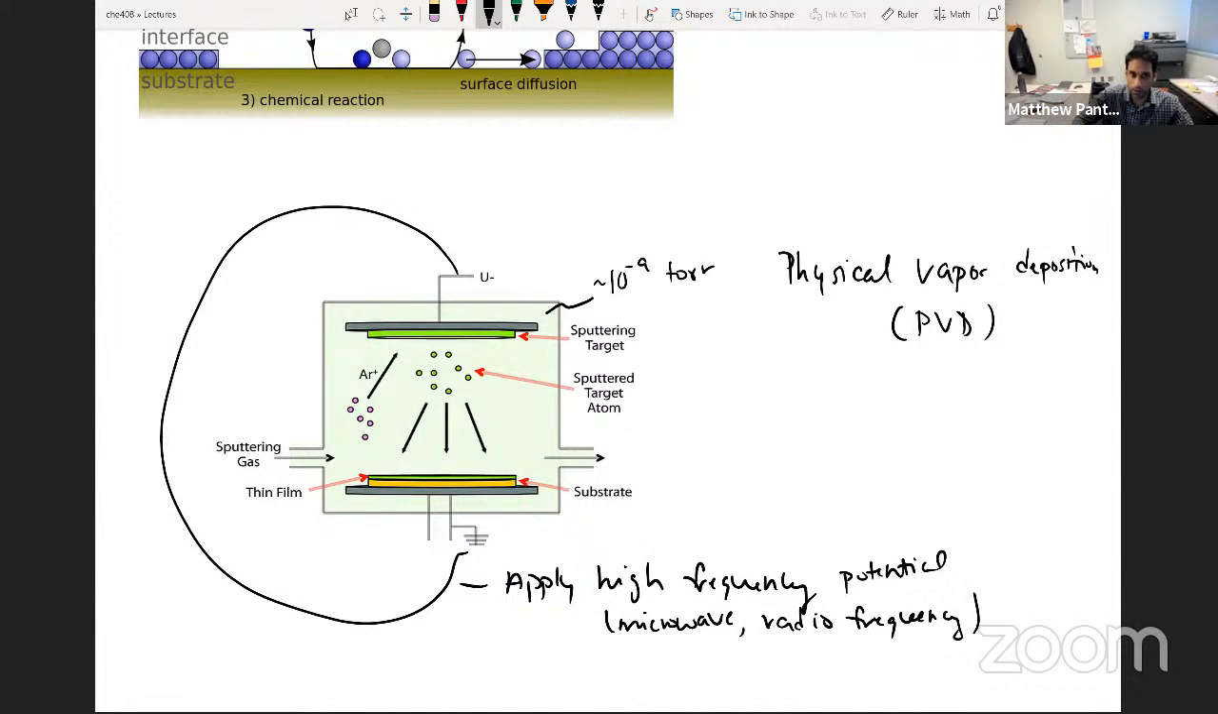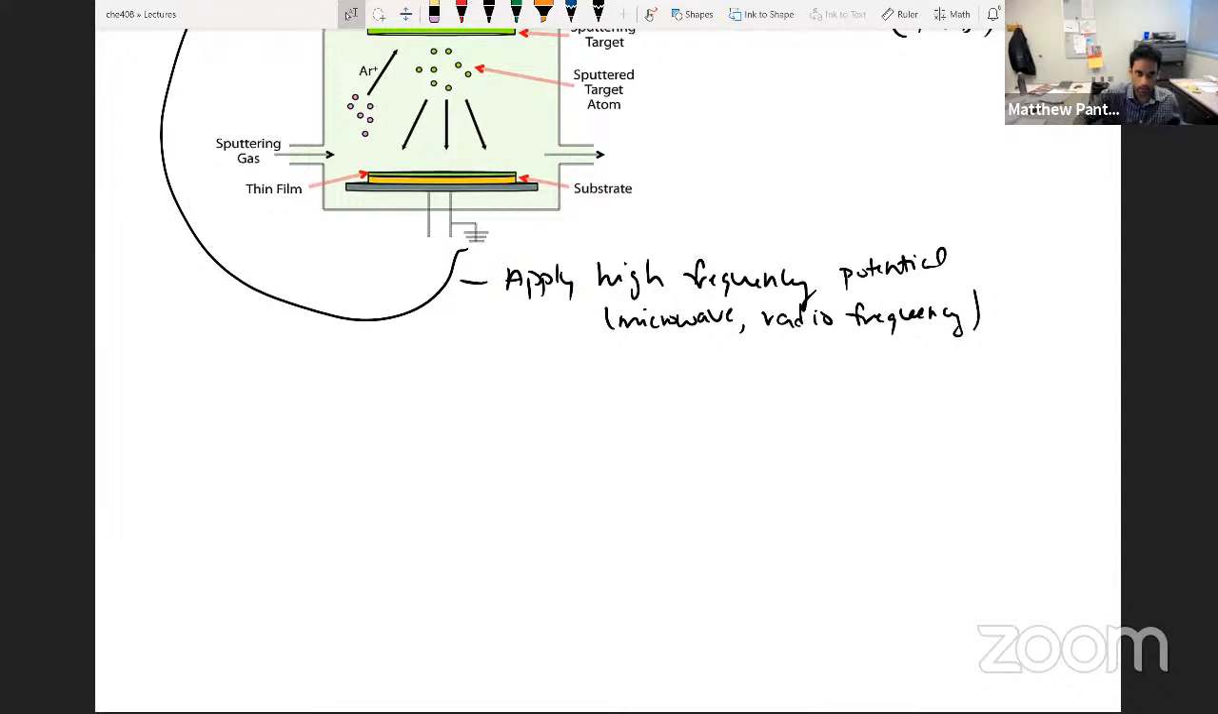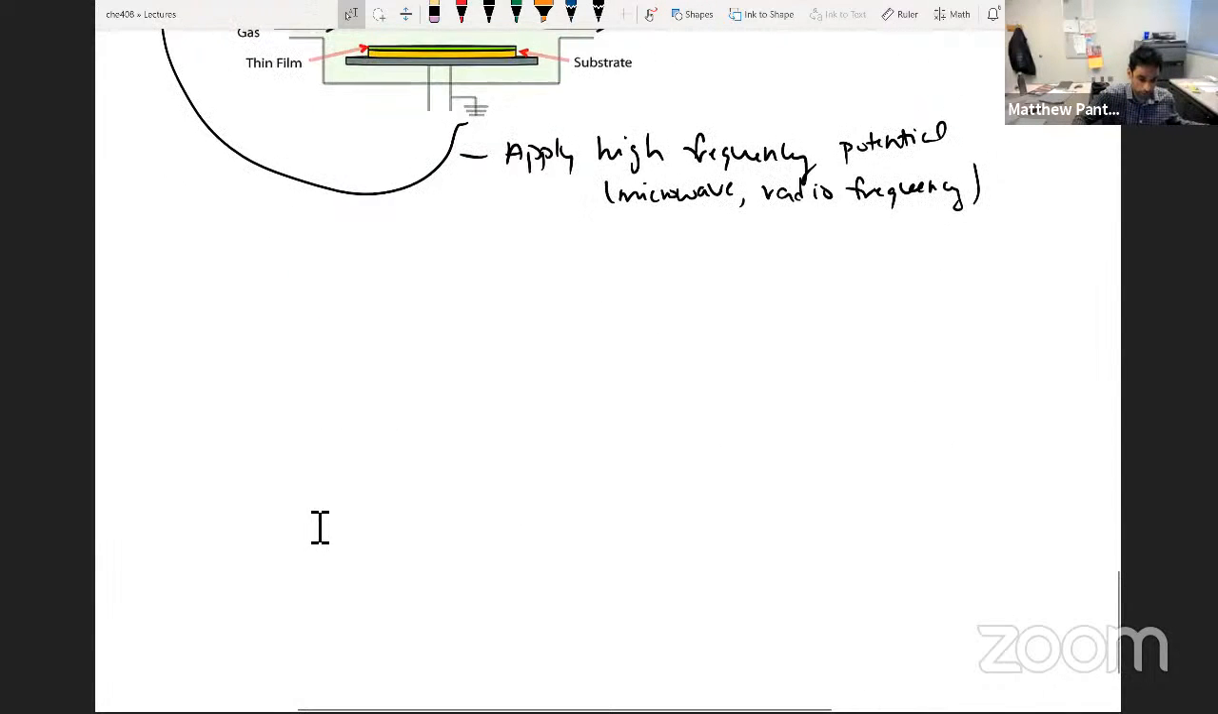Okay, so one other technique I want to go over, or two more. This one is pretty straightforward. This is thermal evaporation.